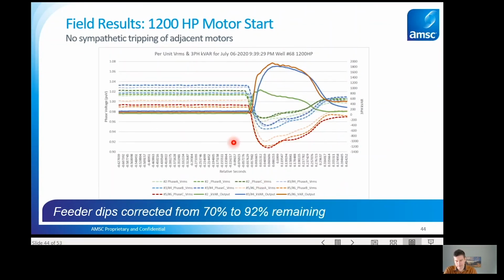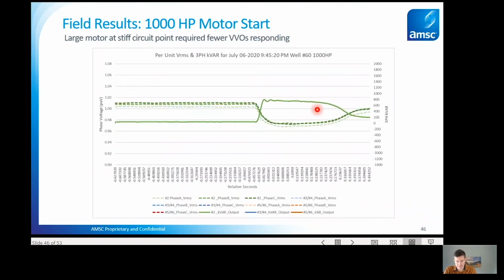Just another example of an event. Again, we can see the StatComs nearest providing the most output, and the further away StatComs producing less. And then another example, this is now a more upstream motor, and the dip was naturally less because the grid was actually a bit stronger at that point. And then the StatComs that were nearest were compensating that. And so this dip was actually managed to be even down to a few percent of a dip.